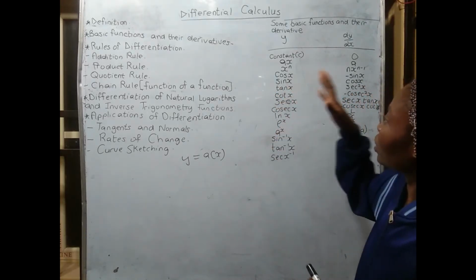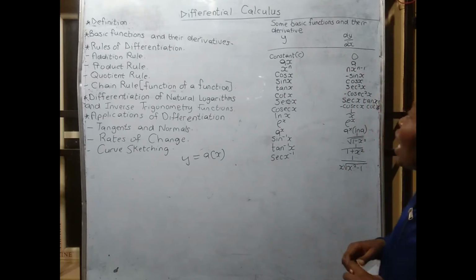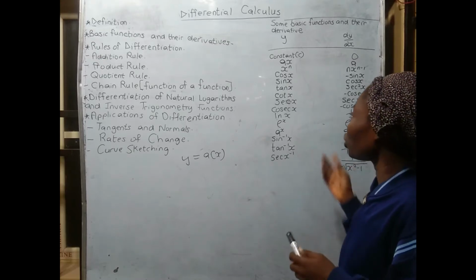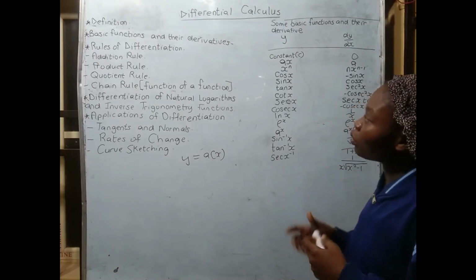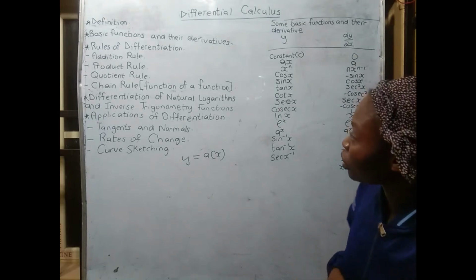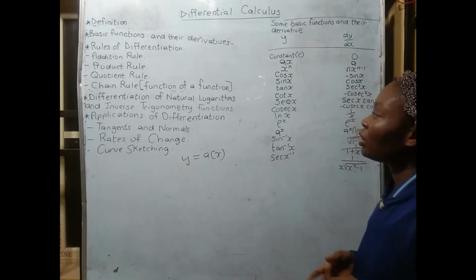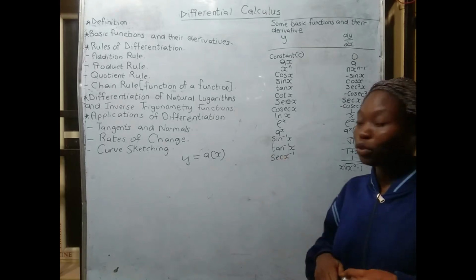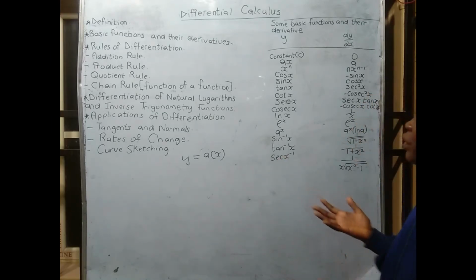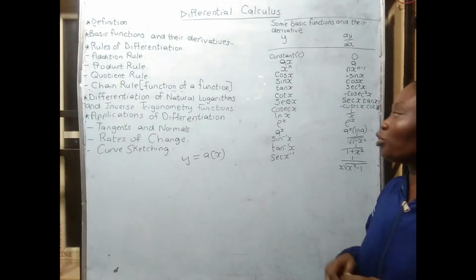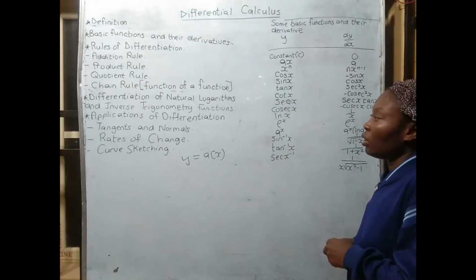And the first one is there are some basic functions and their derivatives that we're supposed to know. They will help us through our calculation as we go along. And we have the rules of differentiation, which are the addition rule, product rule, quotient rule, the chain rule, which is also called the function of a function. Then we have the differentiation of natural logarithm and inverse trigonometric functions. And we have the applications of differentiation.